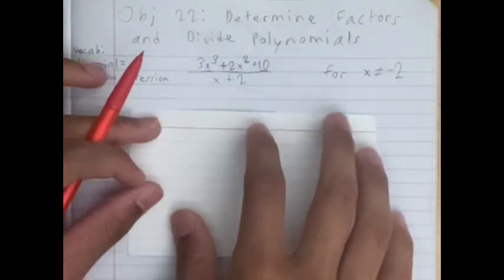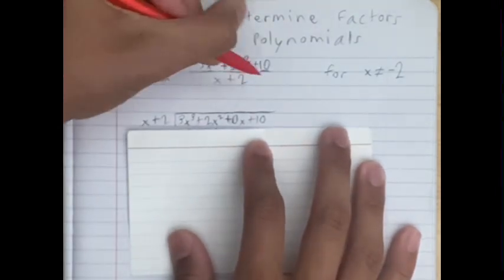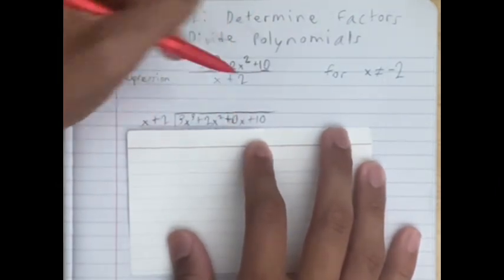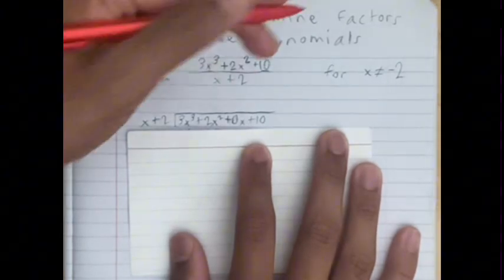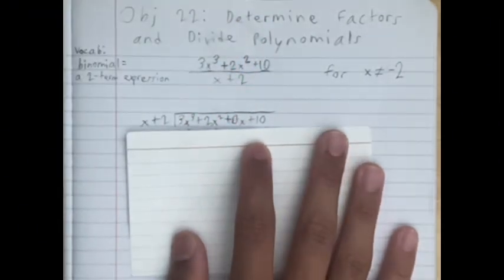You start off by setting up your box like in 3rd grade. And notice that I put a 0x, and that's important as a placeholder. It's not included in the expression, but you should include it here. You'll see why later.